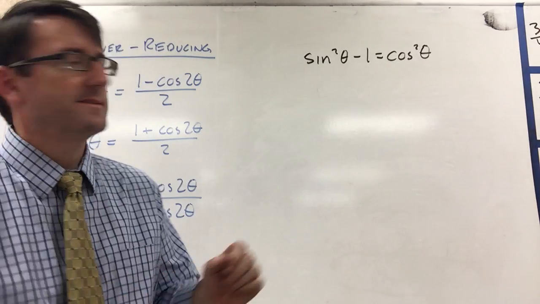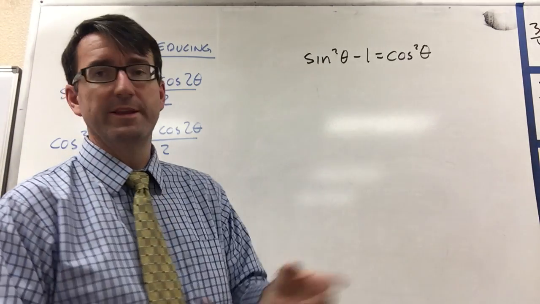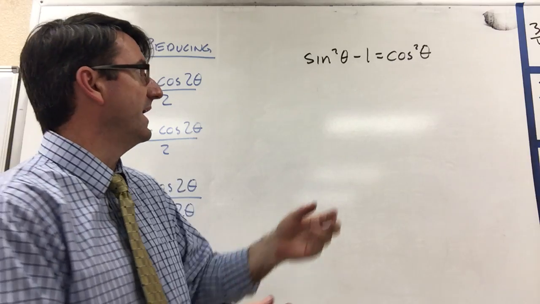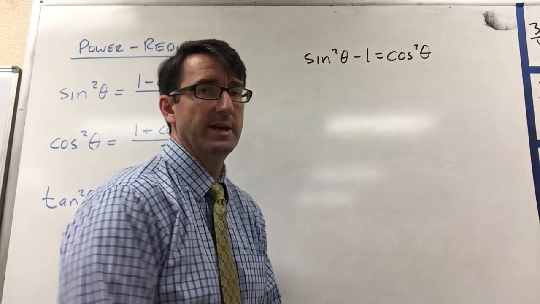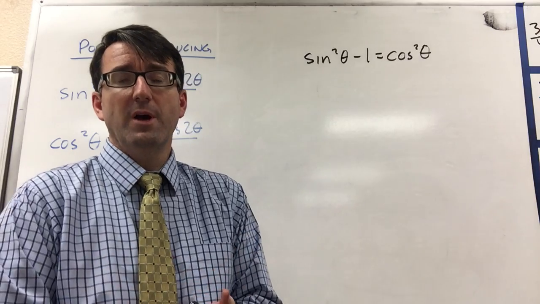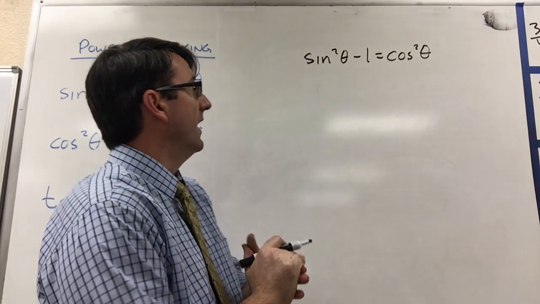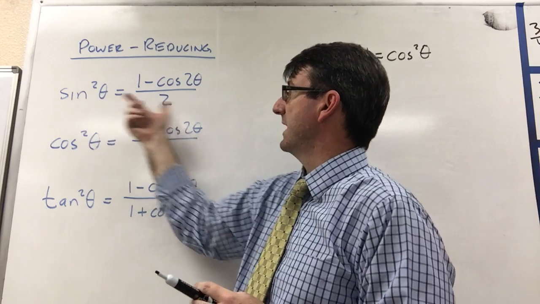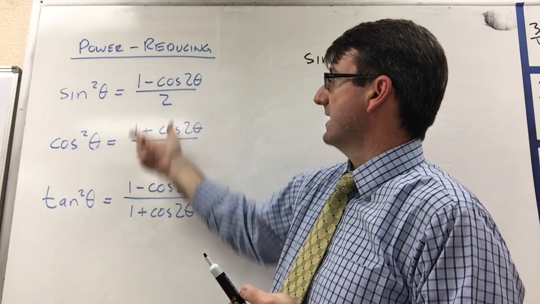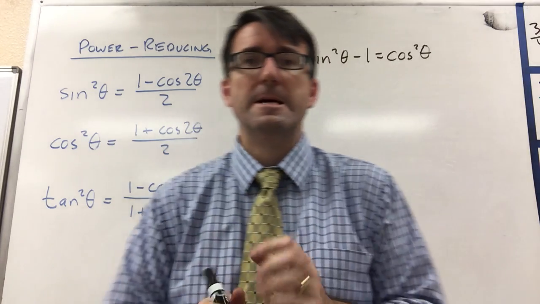All right, number 20 asks us to find all solutions on the interval from 0 to 2 pi for this equation. Sine squared theta minus 1 equals cosine squared theta. So there's a few ways that we could do this. We could use our power reducing identities and replace sine and cosine with these.